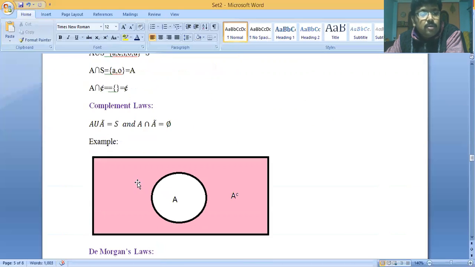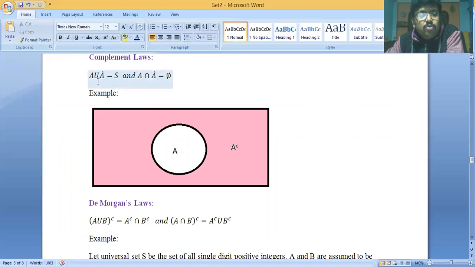So proved. Now complement laws. A union complement of A is the universal set, and A intersection complement of A is a null set. Look at this example with a Venn diagram. You can find this A union complement of A. This is the A set, and its complement is this area, except this circle. This area is the complement of A.